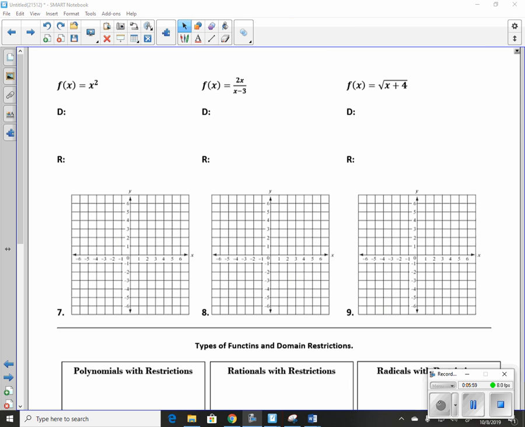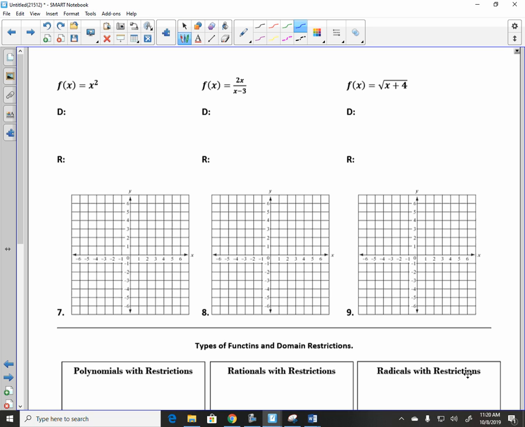You ready to start your assignment? Part, okay? So this is new for you. We want to look at domain by simply looking at the function. You know what the graph of x squared looks like. So suppose I didn't give you the graph and I just said, what's the domain of x squared? How would you think about that? How would you answer it?